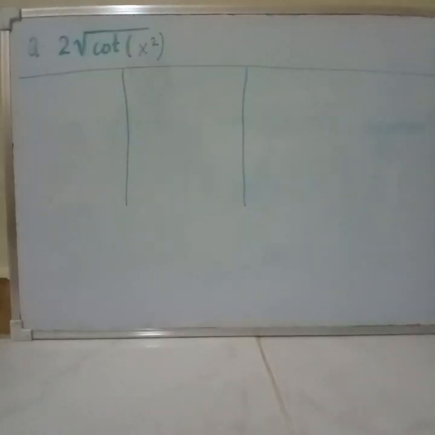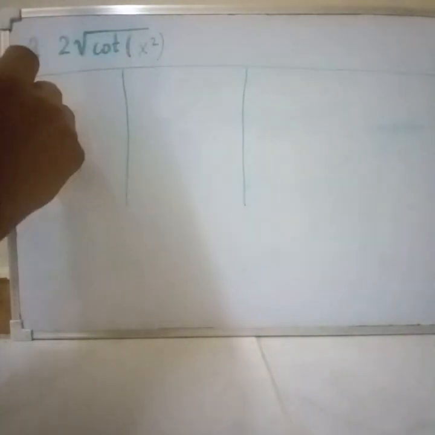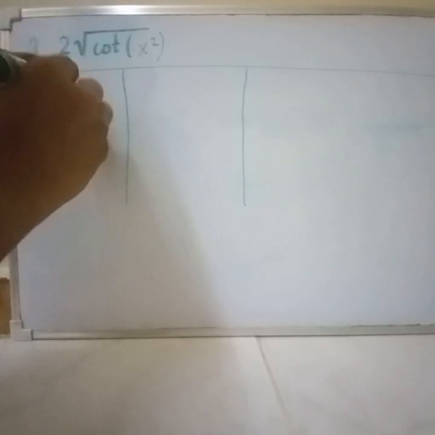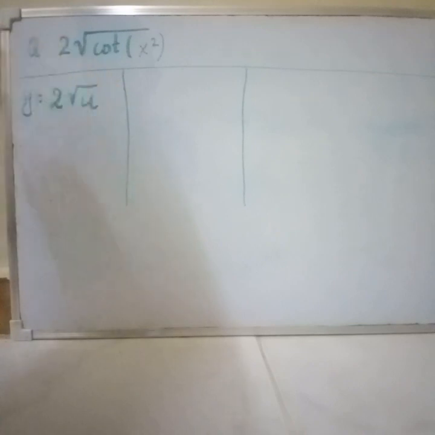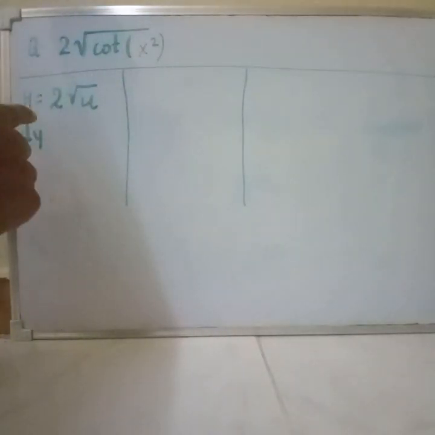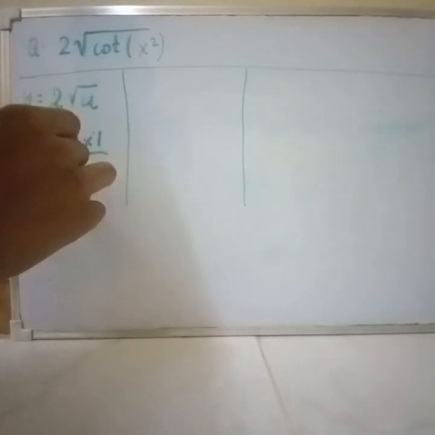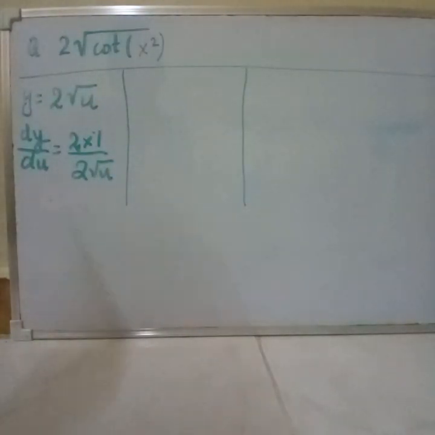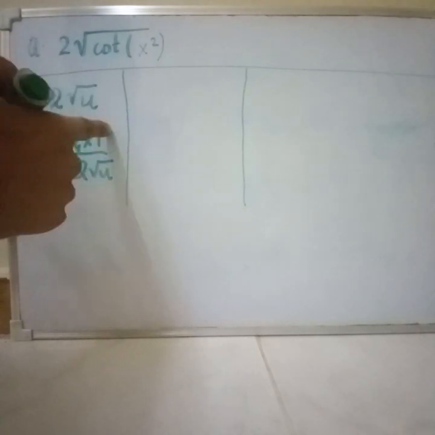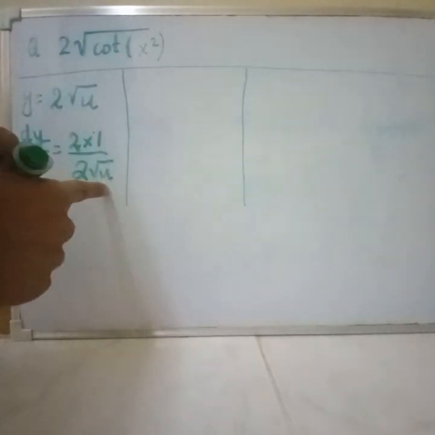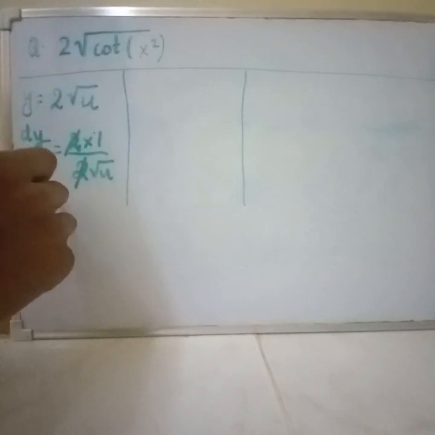Here we have another question for the chain rule. We have to differentiate 2 root of cot of x squared. This one we cannot differentiate directly. So first of all, we can write y is equal to 2 root u, whatever is inside the root we write as u. So we have to find dy by du. What is the derivative of root u? It is 1 by 2 root u, right? This is a general formula you can apply here, because a lot of questions use this formula. When we have root x, the derivative of it will be 1 by 2 root x. So the 2 will get cancelled, and we'll be left with 1 by root u.